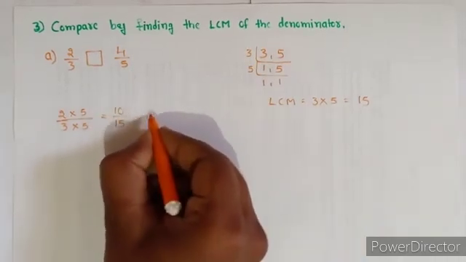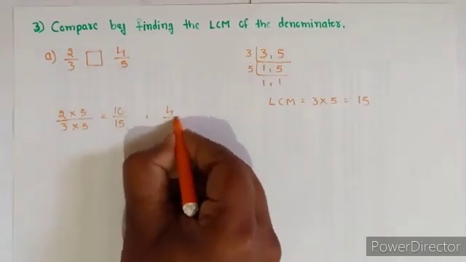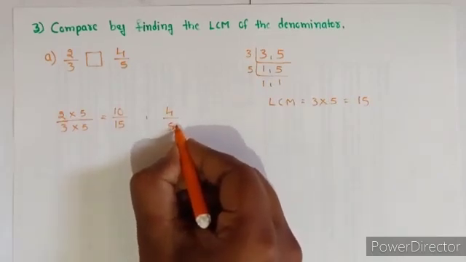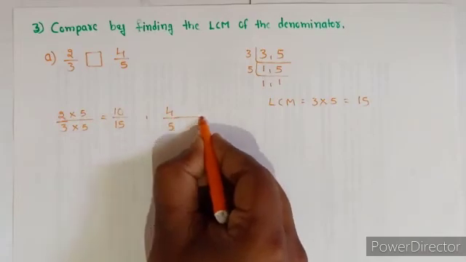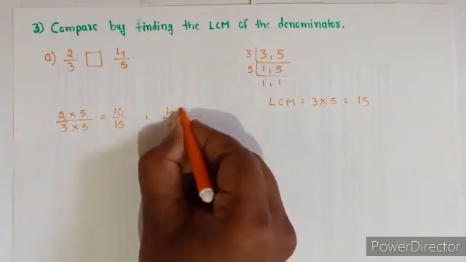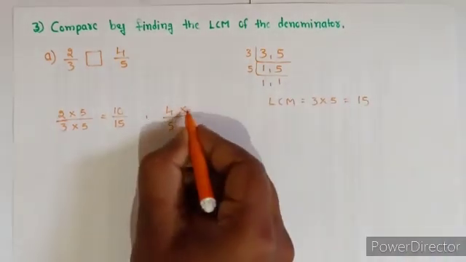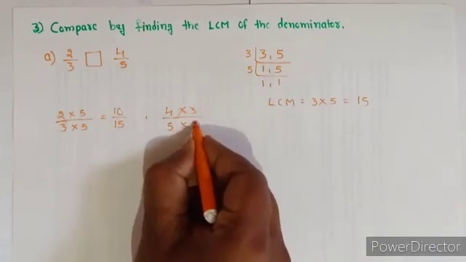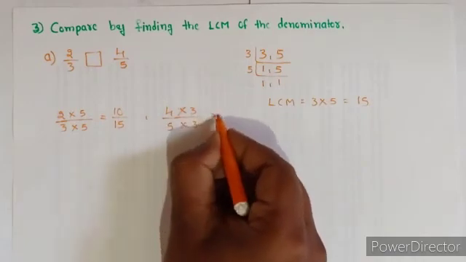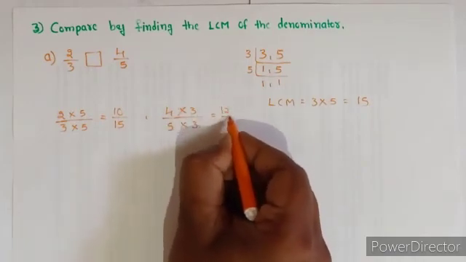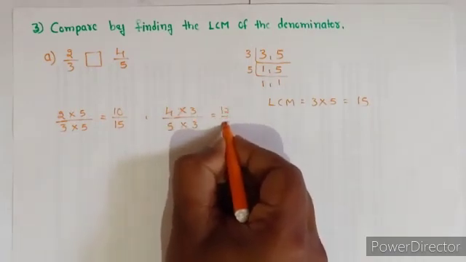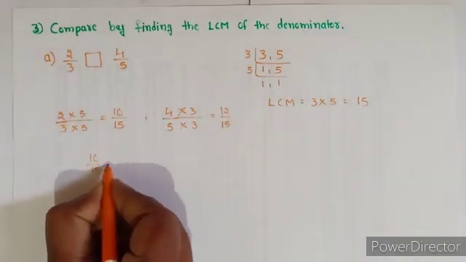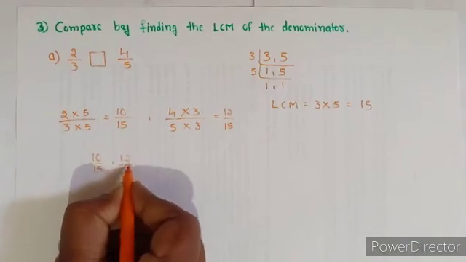Here 4 over 5. The denominator 5 completely divides 15, right? 5 3s are 15. Write 3 here and here also. Now 4 3s are 12 and 5 3s are 15. Here we got 10 over 15 and 12 over 15.